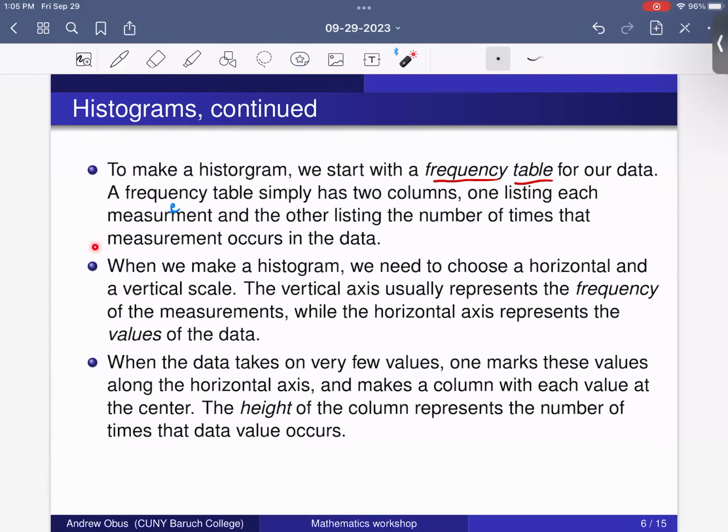And when we make the histogram, eventually when we draw it, we're going to need to choose a horizontal and a vertical scale. The vertical axis usually represents the frequency of the measurements, while the horizontal axis represents the different values of the data. Okay, so this will be more clear when we do our example. And when the data takes on very few values, you generally mark each value of the data along the horizontal axis, equally spaced, and you make a column with each value at the center. And the height of the column is going to represent the number of times that the value occurs. So this is going to be a kind of simplest case.